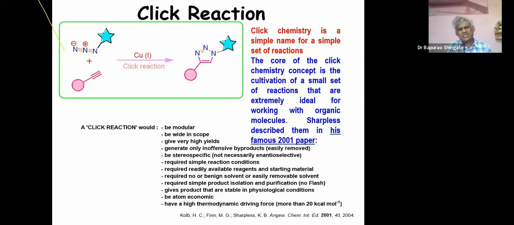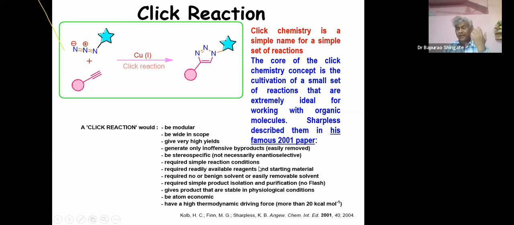See, this click reaction is modular and wide in scope, means whatever functional groups are available in organic compounds, they remain as they are in the product. This reaction condition does not affect any other functional groups. It gives very high yields. As I told you, 100% atom economy is there, and it generates only inoffensive byproducts that are easily removed, by crystallization only, and it is highly stereospecific and highly regioselective as well.